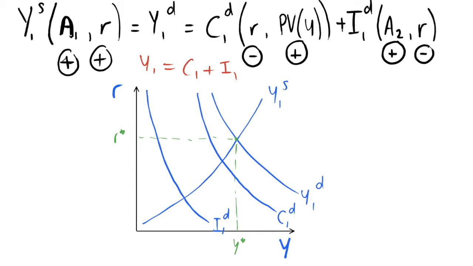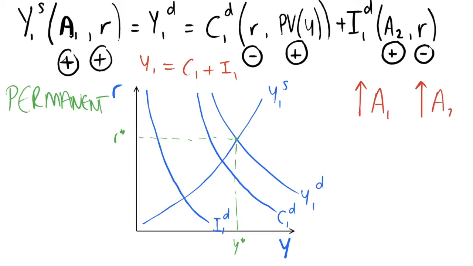So let's get into it, and let's first consider a permanent productivity shock in this model. So what does a permanent productivity shock do? It increases our A1 and it also increases our A2, and it increases these by the same amount. So our increase in A1 is equal to our increase in A2.